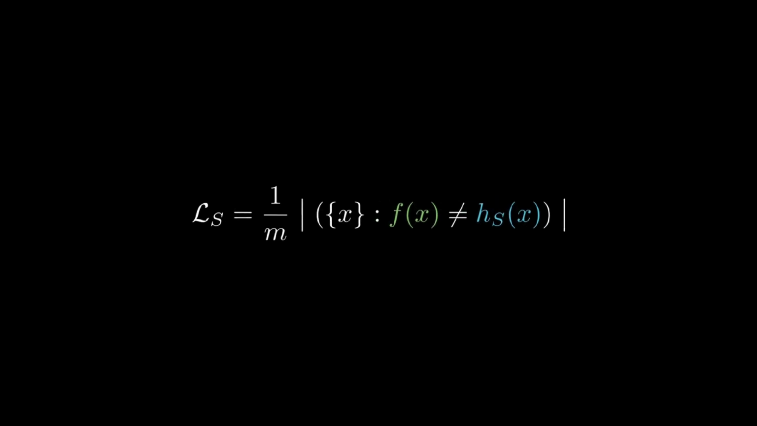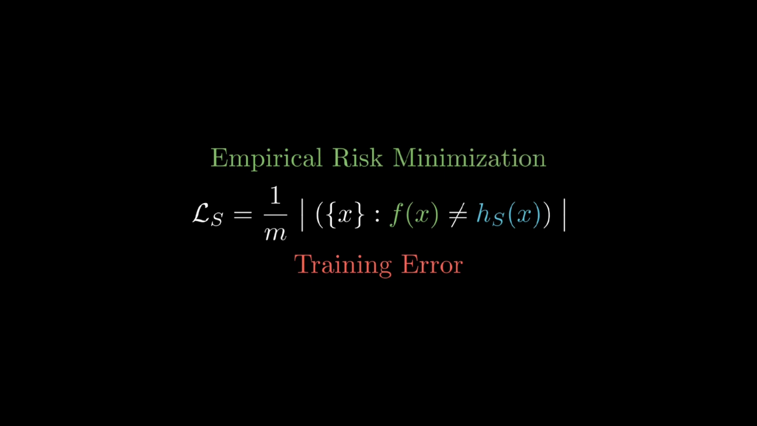What we can, however, do is consider a modified loss function. In simple terms, the fraction of the mismatches in the sample. We will call this the training error. Now, the goal of the model is to look for a hypothesis that minimizes this error for this specific sample. This method is called empirical risk minimization.